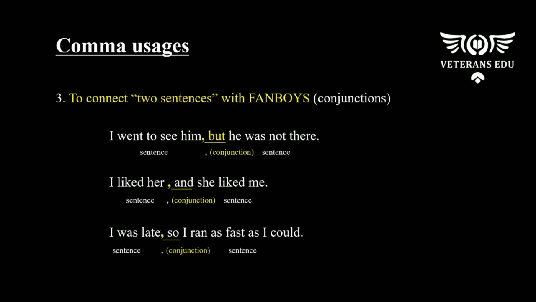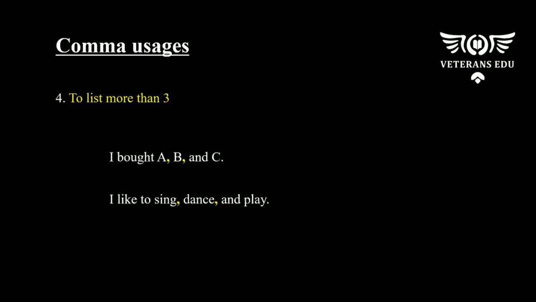The third usage is connecting 2 sentences with FANBOYS. As you can see on the screen, it is very straightforward and easy. But the reason I am teaching you all these differences is that if you can identify which comma belongs to which usage, it will actually help you understand the sentence much better. So let's move on to the 4th usage. We also use a comma when we're listing more than 3. For example, I can say, "I bought A, B, and C," or "I like to sing, dance, and play." We'll have to put a comma between each item in the list.